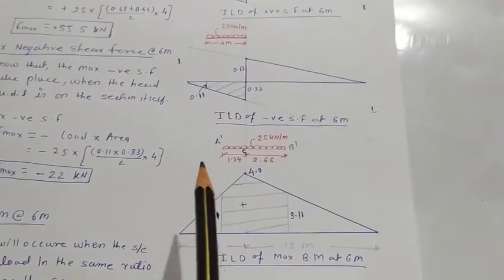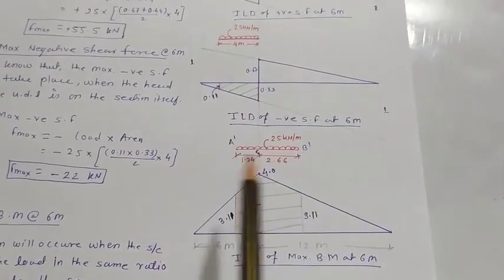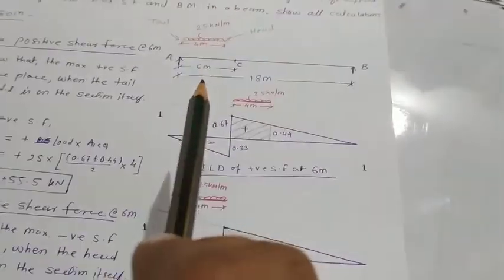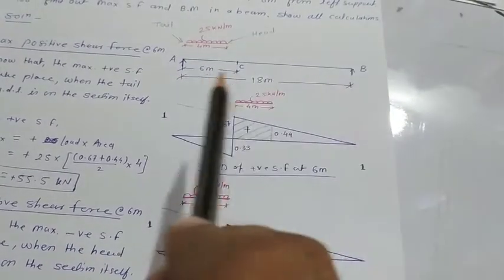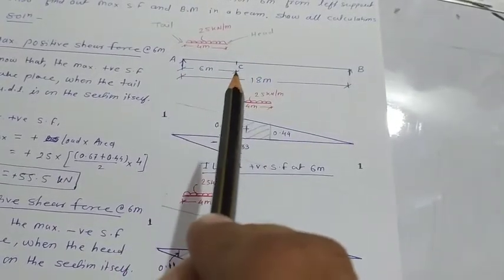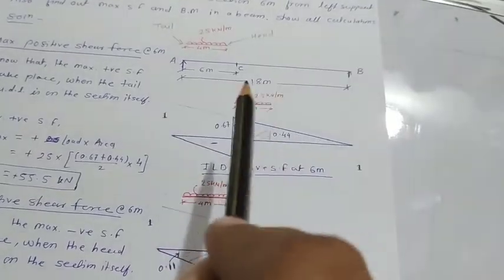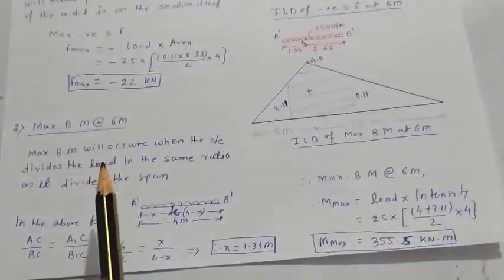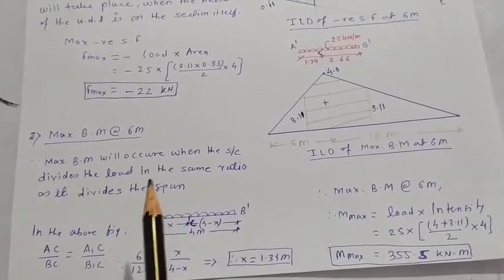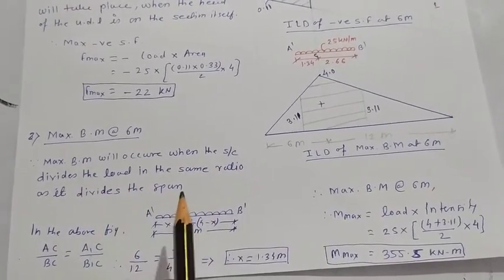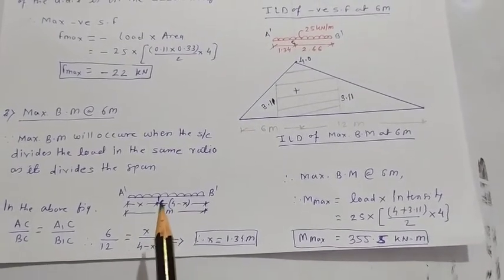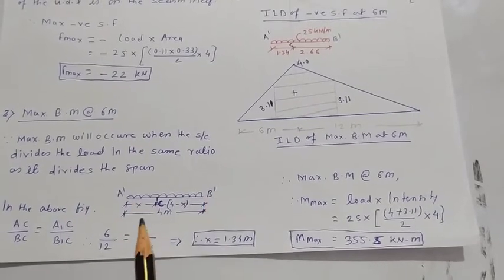Okay. We have to place the UDL in such a manner, so it divides the span with respect to the span length. Okay. This one, AC is 6 meter, base is 12 meter, total span is 18 meter. Okay. So, maximum bending moment will occur when the section divides the load in the same ratio as it divides the span. Okay. So, our UDL span is 4 meter, this is my C point, let us say this one is A1, this one is B1. Okay.